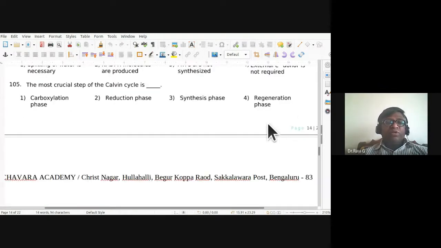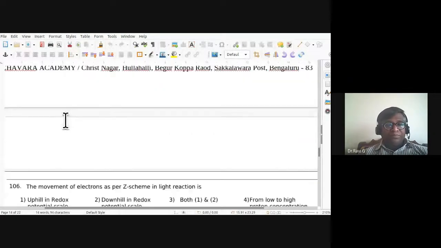105. The most crucial step of the Calvin cycle is the carboxylation phase, or is it the reduction phase, synthesis phase, or regeneration phase? So the carboxylation phase, where carbon dioxide is fixed by the acceptor RuBP. That is going to be the most crucial step of this Calvin cycle. So first one is the correct option.